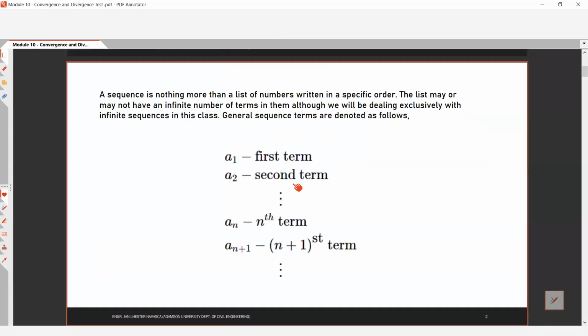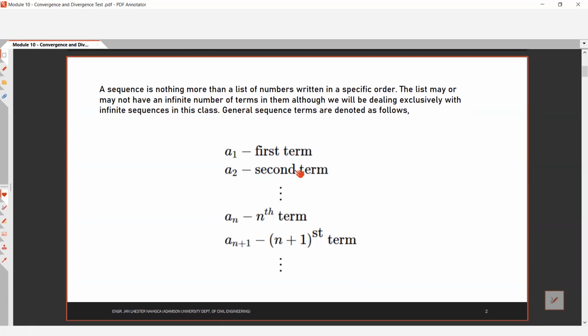A sequence is nothing more than a list of numbers written in a specific order. The list may or may not have an infinite number of terms. Although we will be dealing exclusively with infinite series, generally sequence terms are denoted as follows. A sub 1 is the first term, A sub 2 is the second term, hanggang sa A sub n, yun yung nth term, and A sub n plus 1 will be the (n plus 1)th term.